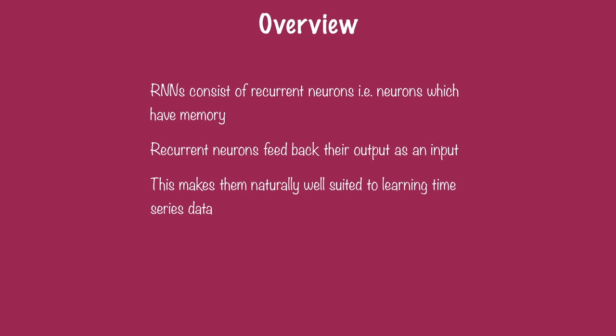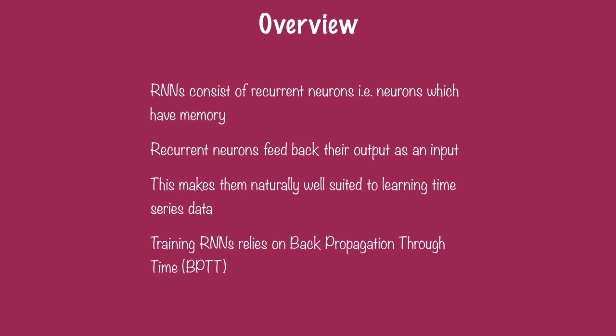This ability to hold state makes recurrent neurons very well suited to learning time series data, such as stock prices over a period of time, and so on. We've already learned about the basic training process for a neural network. Neural networks are trained via optimization and back propagation. Training a recurrent neural network is slightly different. We tweak the back propagation algorithm. Recurrent neural networks are trained using back propagation through time or BPTT.